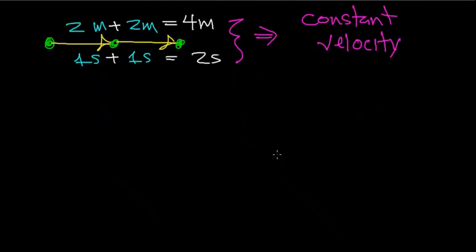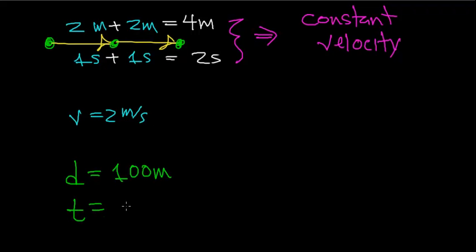Now suppose, instead of being given the velocity equals 2 meters per second, you're just given an object's distance, that is, how far the object travels in a specific interval of time, a specific period of time. So suppose the object travels a distance of 100 meters, and you measure the time it takes for that object to travel that 100 meters. Suppose it takes exactly 50 seconds for this object to travel 100 meters. So here's our distance, and this is the time interval during which it takes to travel the 100 meters.